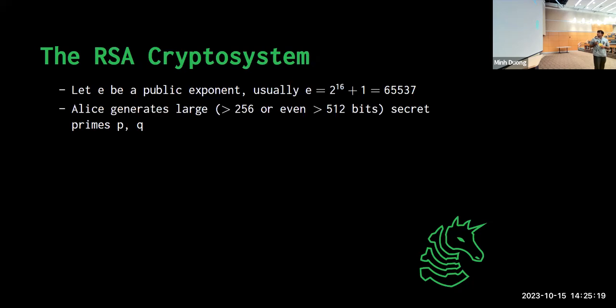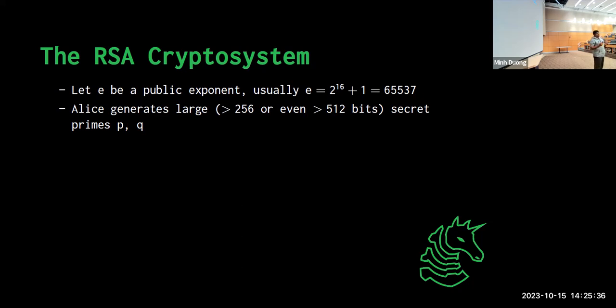So it's computationally hard. Let e be some public exponent, such that usually NIST uses 2 to the power of 16 plus 1, because it's a sufficiently large exponent and it's also easy to compute because it's close to a power of 2.